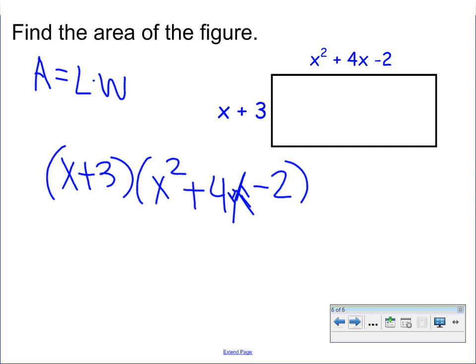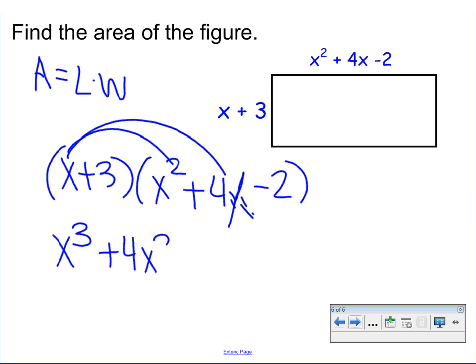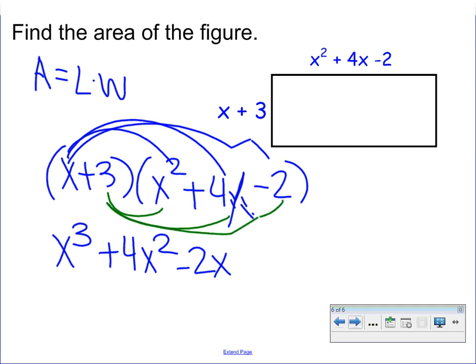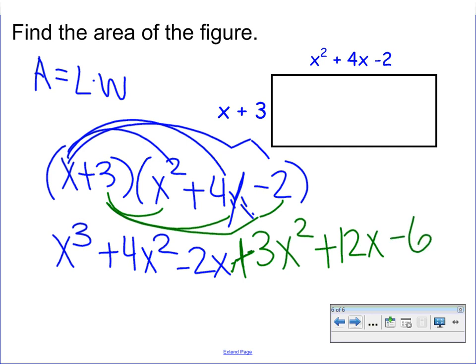Sorry about that atrocious looking x there. All right, so you guys know how to do this. x times x squared gives me x to the third. x times 4x gives me 4x squared. x times a negative 2 gives me a negative 2x. I've taken care of the x, now I need to take care of this 3. So I say 3 times x squared gives me 3x squared. This is a plus sign. 3 times 4x gives me a positive 12x, and then 3 times negative 2 gives me a negative 6.